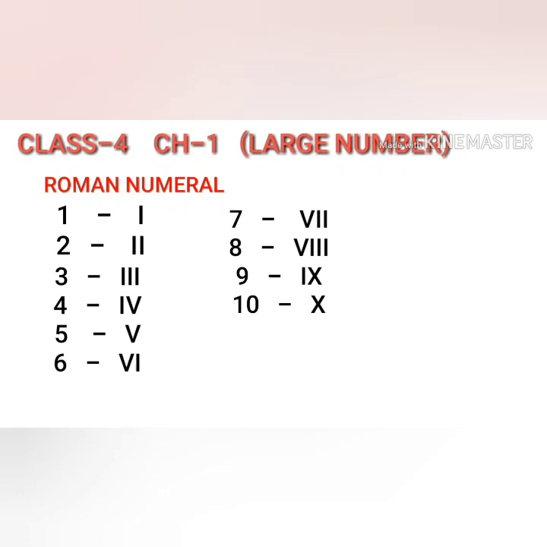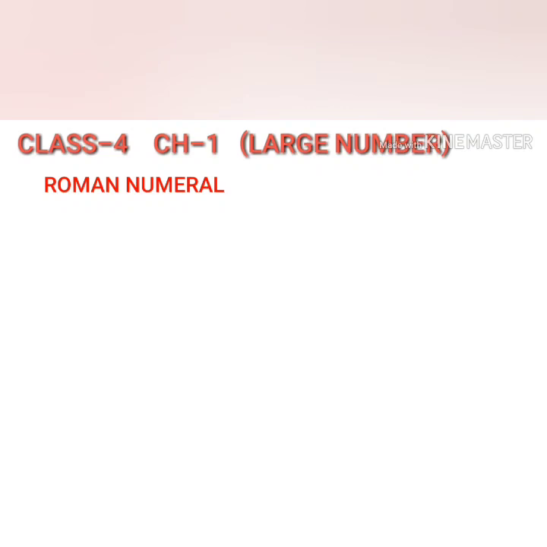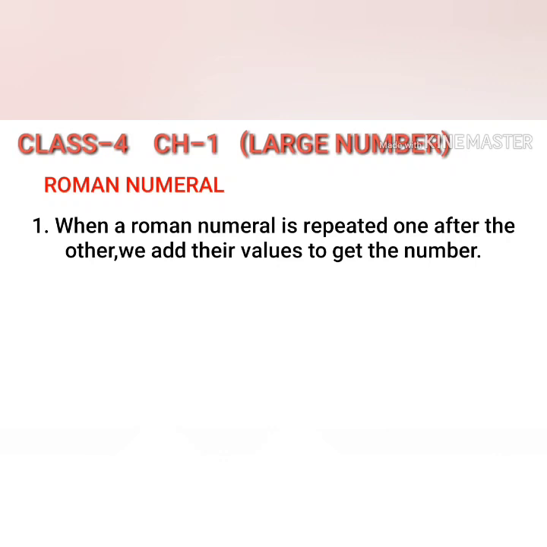Now let us discuss the rules for forming Roman numerals. There are certain rules which you have to remember. Rule number 1: when a Roman numeral is repeated one after the other, we add their values to get the number. For example, II. We have to add 1 plus 1, that means the value of I is 1, so 1 plus 1 is 2. Similarly, XX. The value of X is 10 in Roman numerals, so we have to add 10 plus 10. The value of XX is 20.